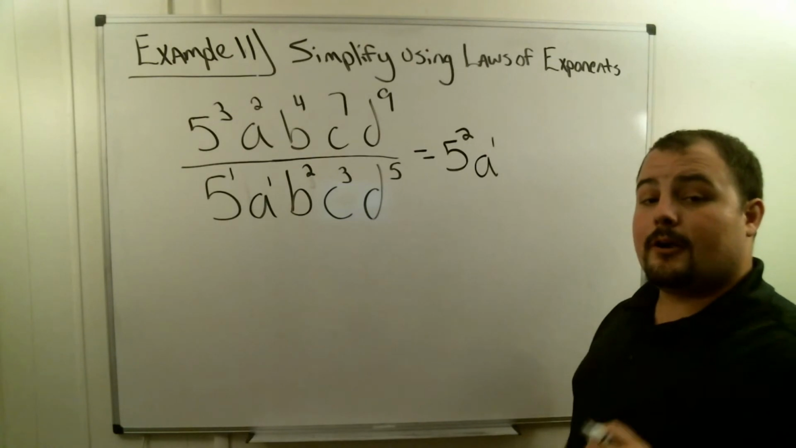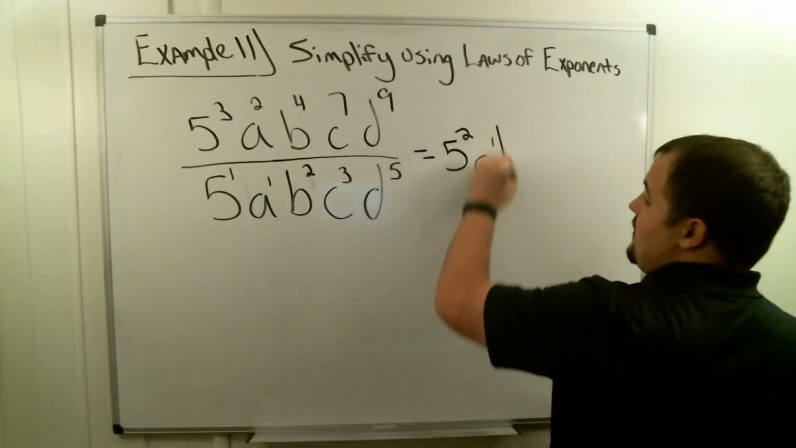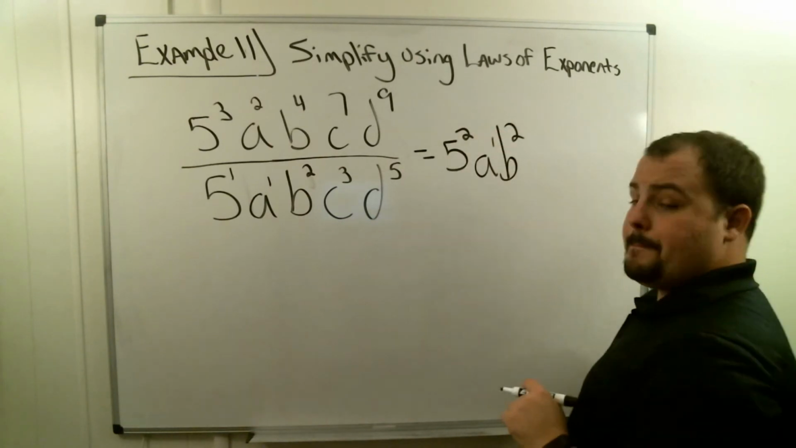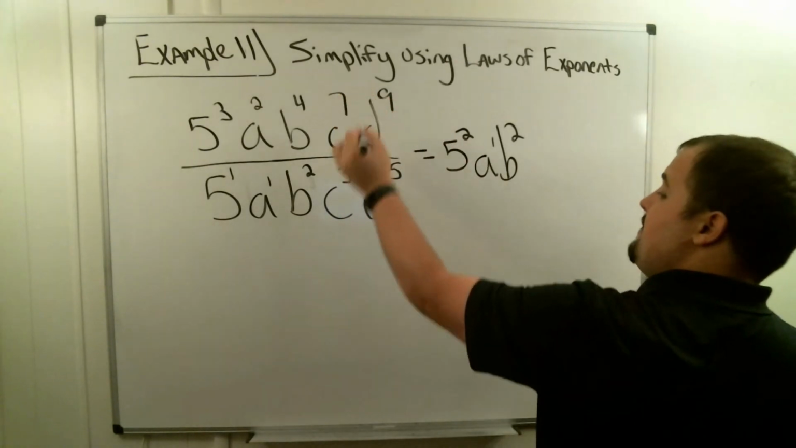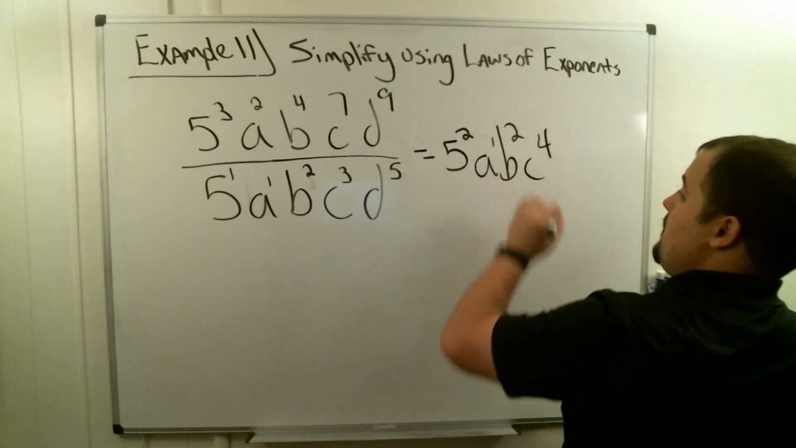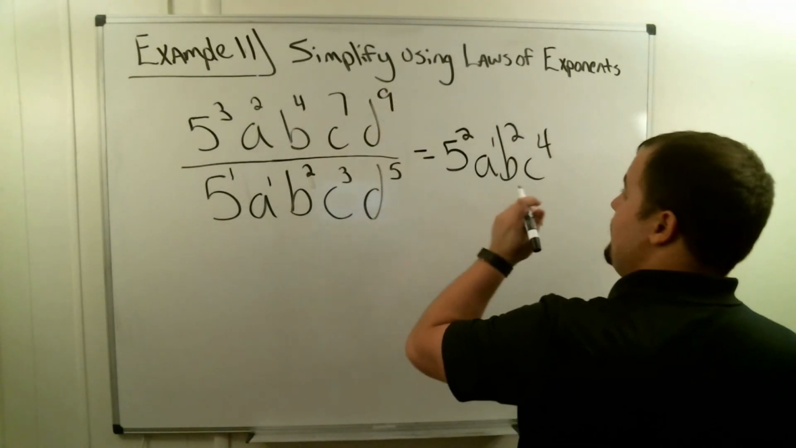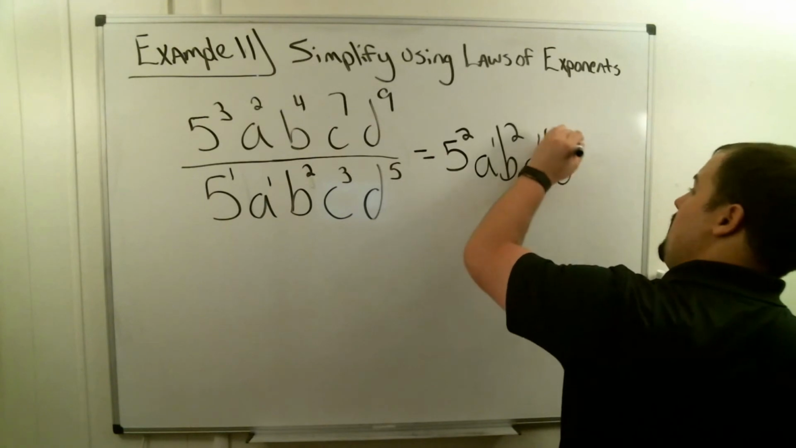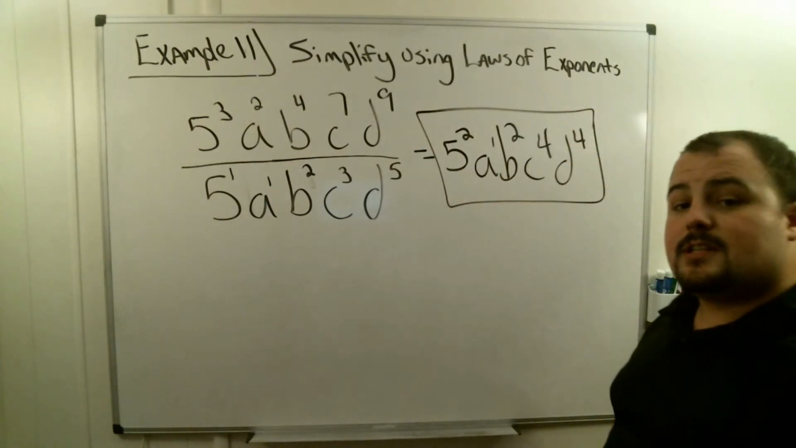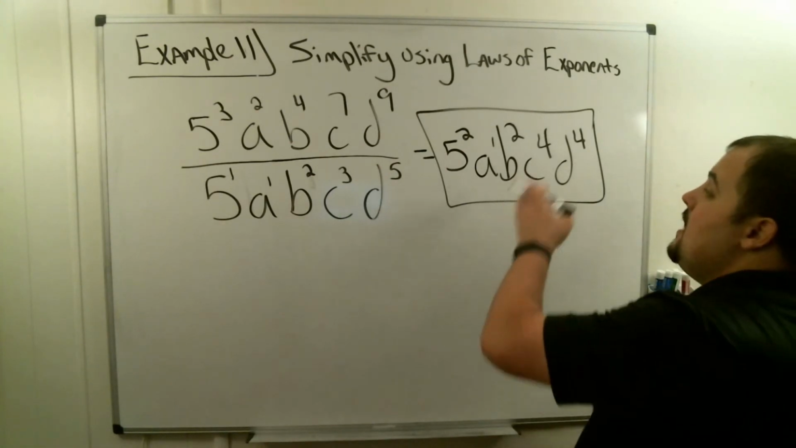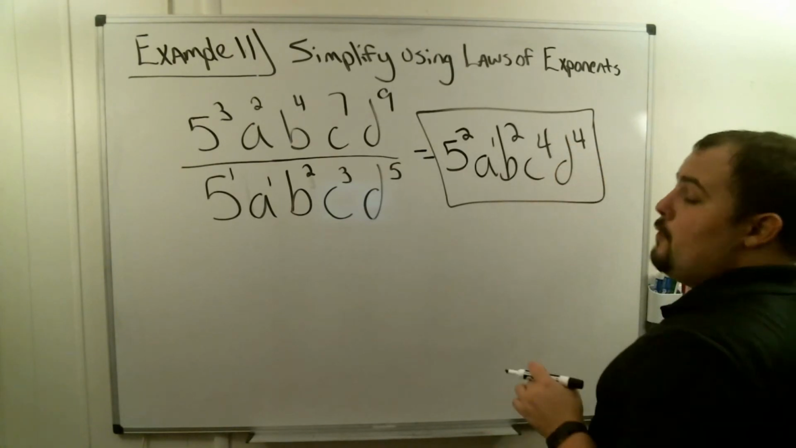B to the fourth power divided by b to the second power, that's 4 minus 2. That means it gives me b to the second power. C to the seventh power divided by c to the third power, 7 minus 3, that's 4. D to the ninth power divided by d to the fifth power, 9 minus 5, that's also 4. So the final answer I would get using only exponents is 5 to the second power, a to the first power, b to the second power, c to the fourth power, and d to the fourth power.